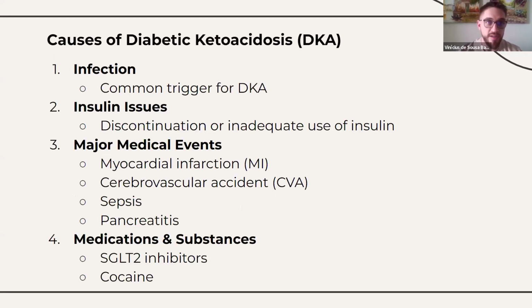So continuing, we need to explain briefly about the causes of diabetic ketoacidosis, and there is a wide variety of causes, and we divided them into a couple of buckets. So we need to divide them into infections, insulin issues such as discontinuation or inadequate use of insulin, some major medical events such as myocardial infarction, cerebral vascular accident, sepsis, or pancreatitis, and also medications and substances such as cocaine.